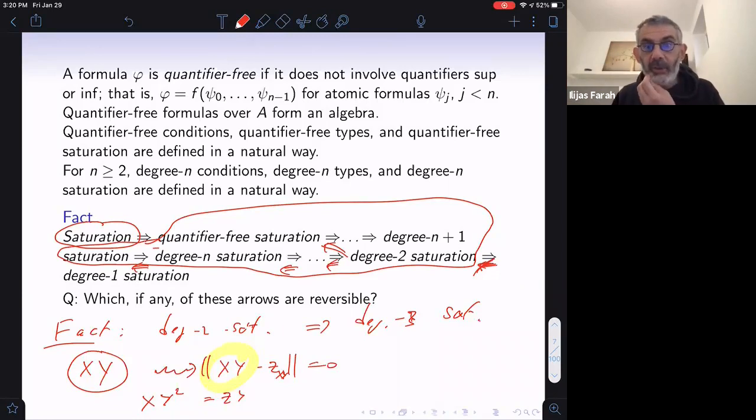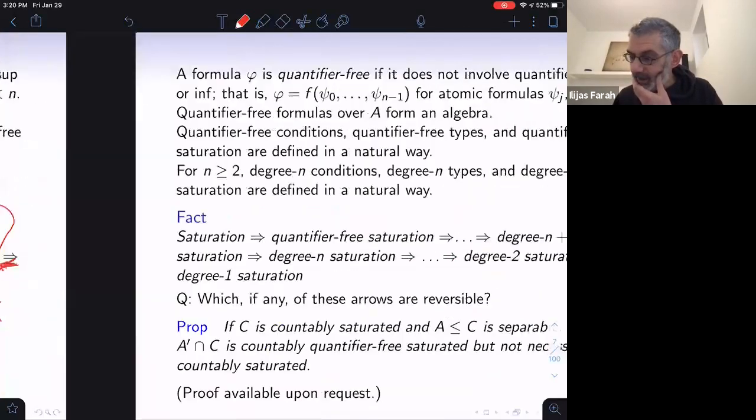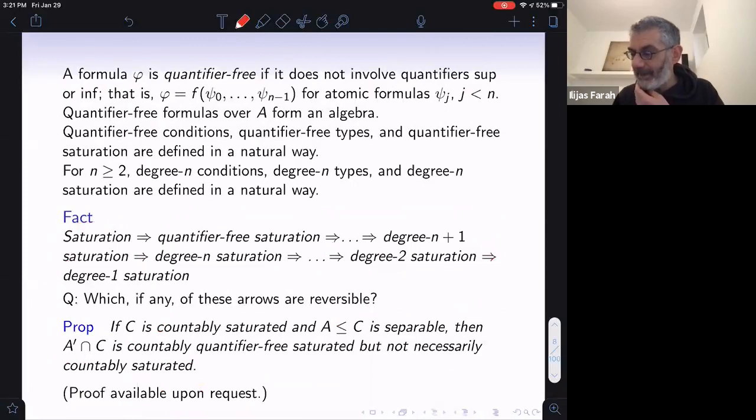Which is why we don't have any examples of algebra which is degree 2 saturated, but not much more than that. Okay, and now you may wonder, what about quantifier-free saturation versus saturation? And there is an example.